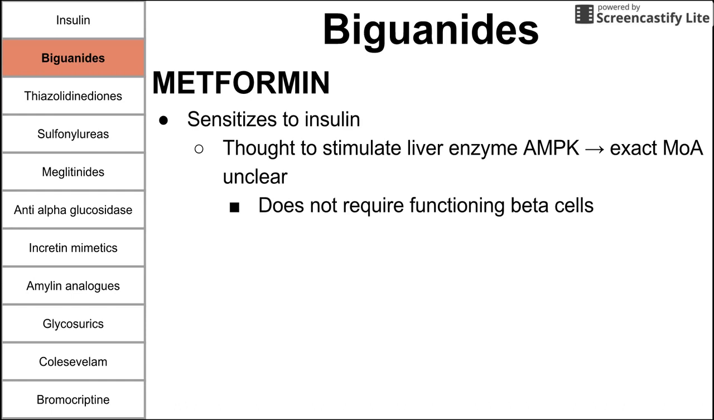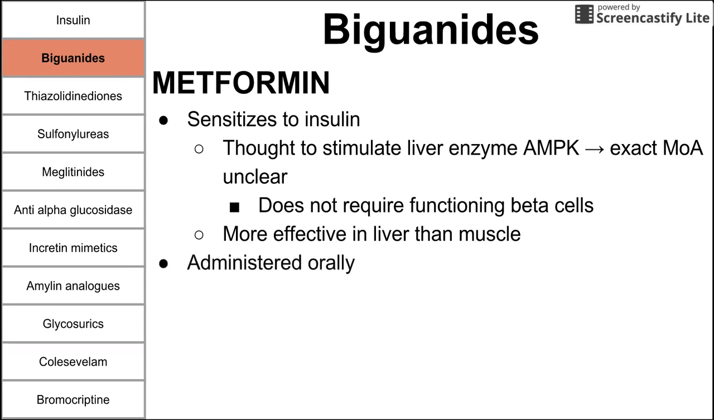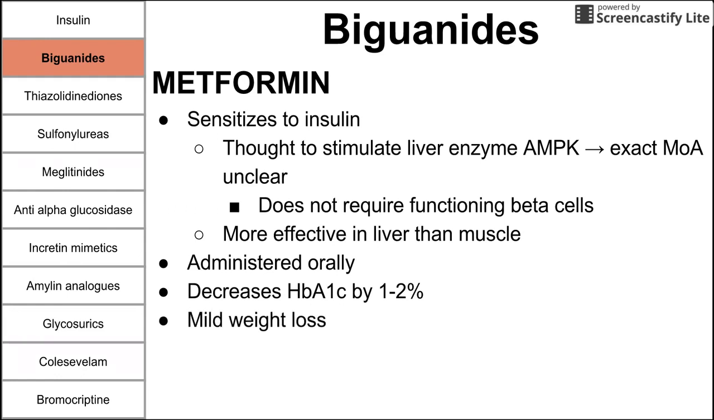This does not require functioning beta cells, so it means it does work in DM type 1 as well as DM type 2. It's more effective in the liver than the muscle at sensitizing to insulin, and that's in contrast to another drug that we'll talk about later. Metformin is administered orally. It decreases hemoglobin A1C by about 1 to 2%, which is a pretty good decrease compared to some of the other drugs on this list. We also see mild weight loss with metformin use.